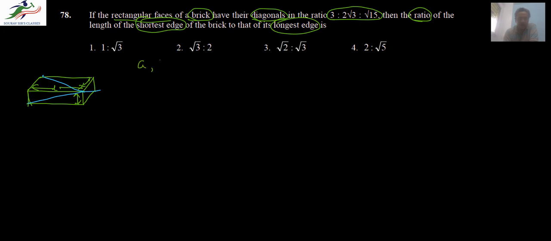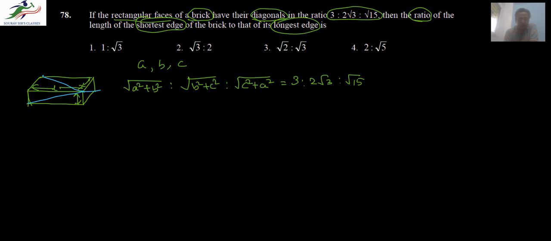So we are given the ratio of these diagonals, and if I take the edges as A, B and C, then the diagonals are root over A square plus B square is to root over B square plus C square is to root over C square plus A square, and this ratio is given as 3 is to 2 root 3 is to root over 15.